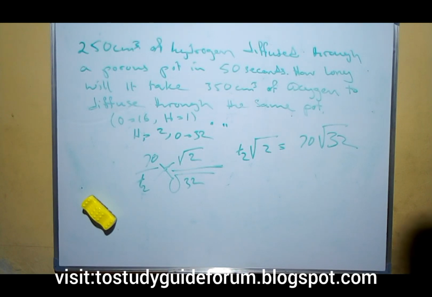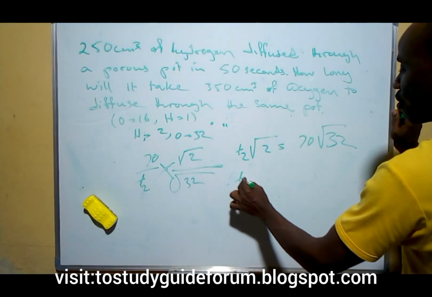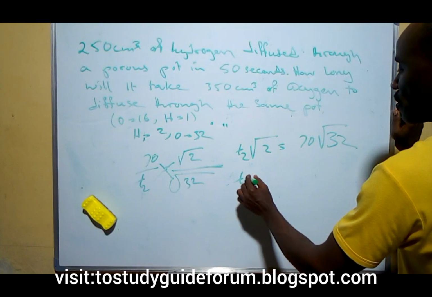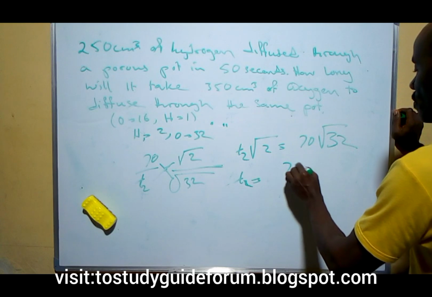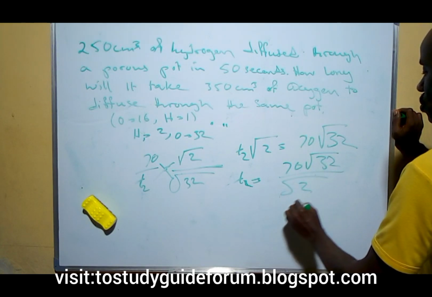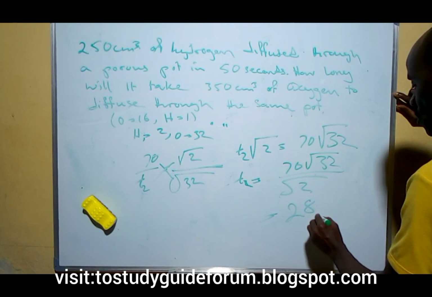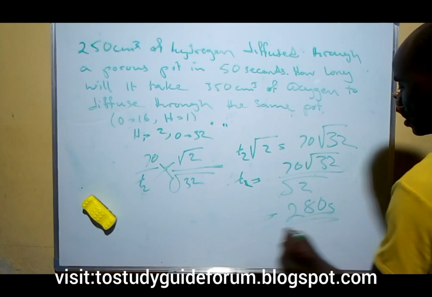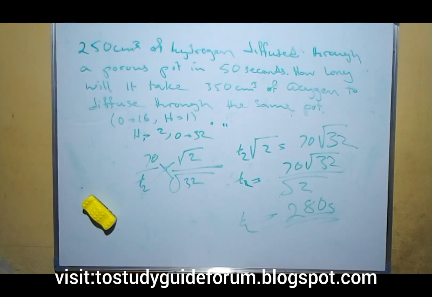So the next thing we do is make T the subject of the formula. What we have here will be 70 root 32 all over root 2. That will give us 280 seconds. That's what it will take oxygen to diffuse. And then we have another method we can use.